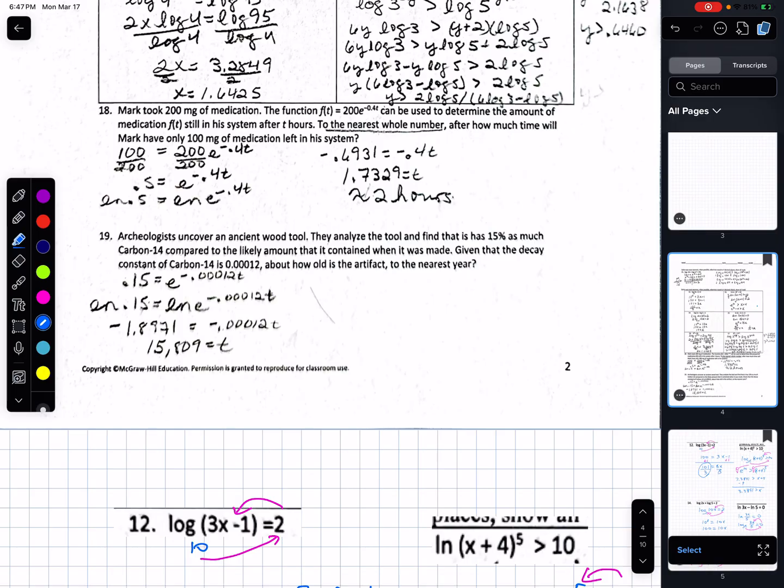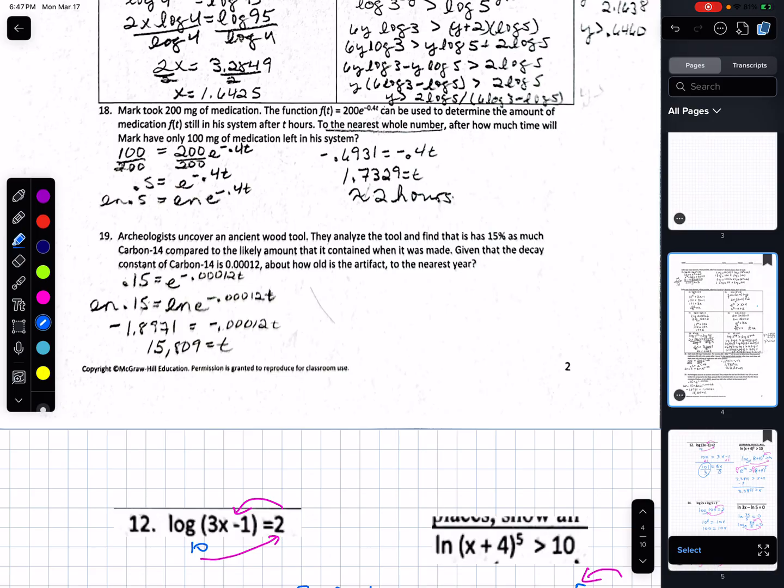Okay, so I can put this in the calculator. ln 0.5. That's negative 0.693. Oh no, it's negative 0.636931. And then that equals negative 0.4t.